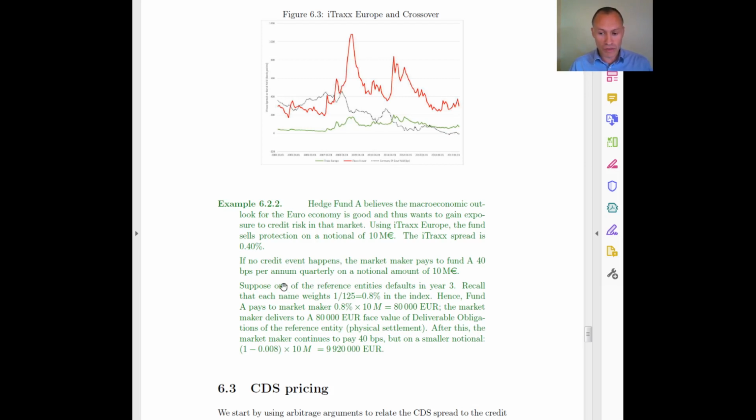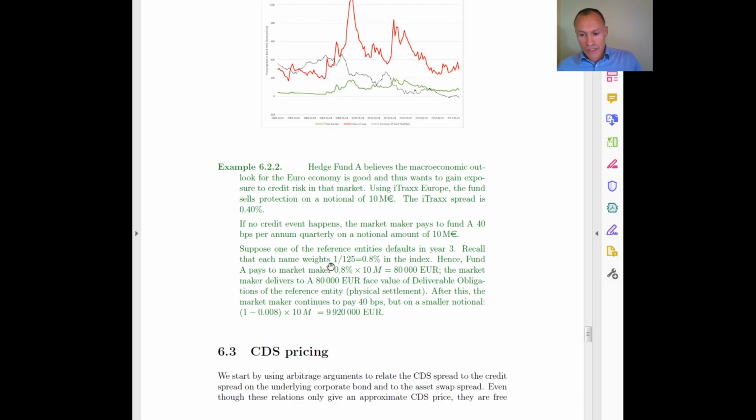So let's compute how much we have to pay in one default. Suppose one of the reference entities in the index defaults in year 3. So how much do we have to pay? To do this, we just have to note that the index has 125 names in it, so that's the weight of one company, 0.8%. So what I have to pay to the market maker is that fraction, 0.8%, of the notional that we contracted. So 0.8% of the 10 million, 80,000 euros.